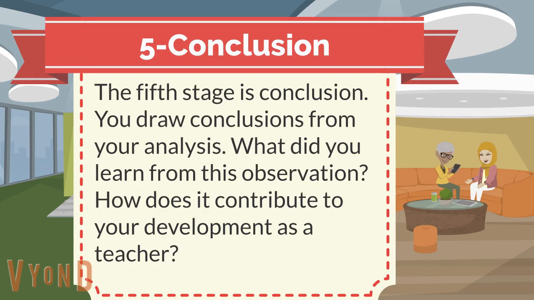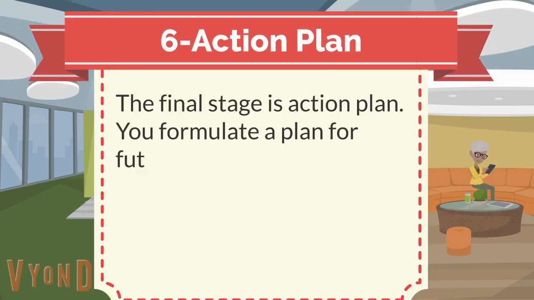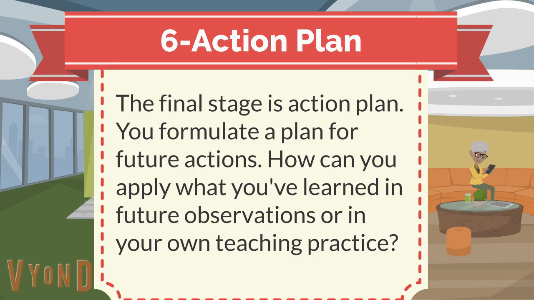You draw conclusions from your analysis. What did you learn from this observation? How does it contribute to your development as a teacher? And the final stage? The final stage is action plan. You formulate a plan for future actions. How can you apply what you've learned in future observations or in your own teaching practice?